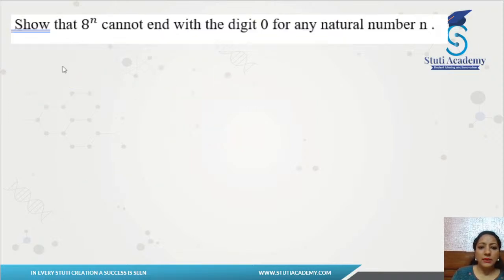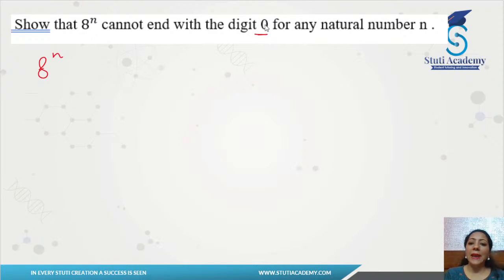Now, let us discuss this question. Show that 8 raised to the power n cannot end with digit 0 for any natural number n. So children, a similar question, we did this in NCERT also in the previous class. We have 8 raised to the power n. Please notice we have to check whether it ends with digit 0.